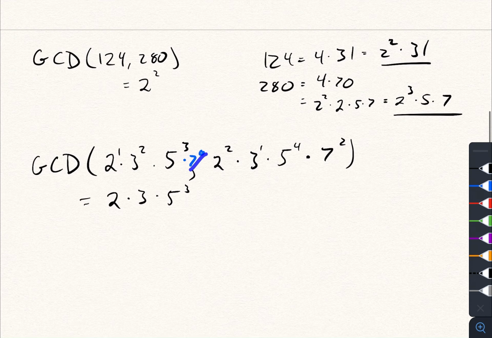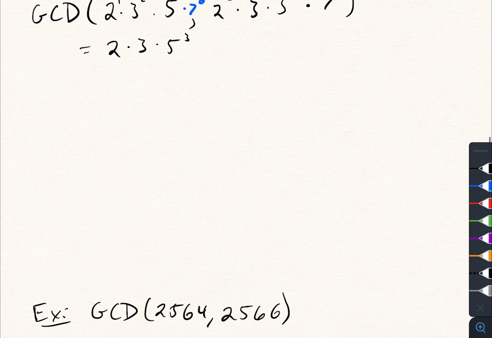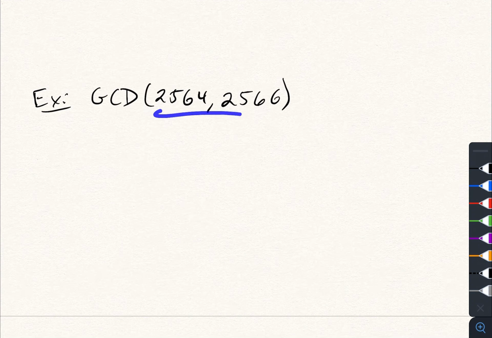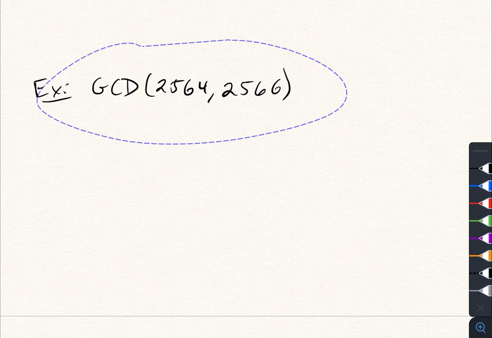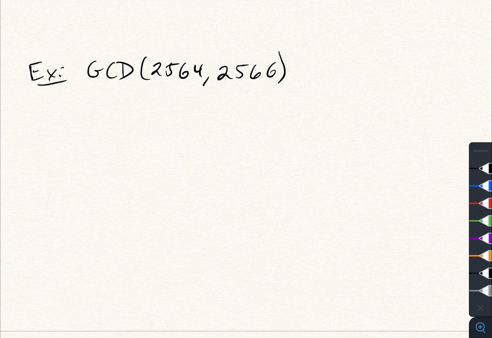Okay, so the prime factorization method is really quick and useful if you can easily find the prime factorization, but sometimes you can't. So here's an example where the other method really shines. Let's say I want to do the GCD of 2,564 and 2,566. Are you going to want to sit down and figure out what the prime factorizations for both of these numbers are? I would assume that you would not, and I also don't want to. I do not have that time.